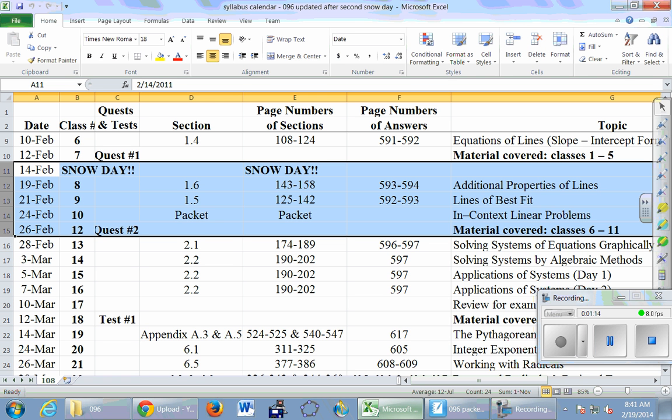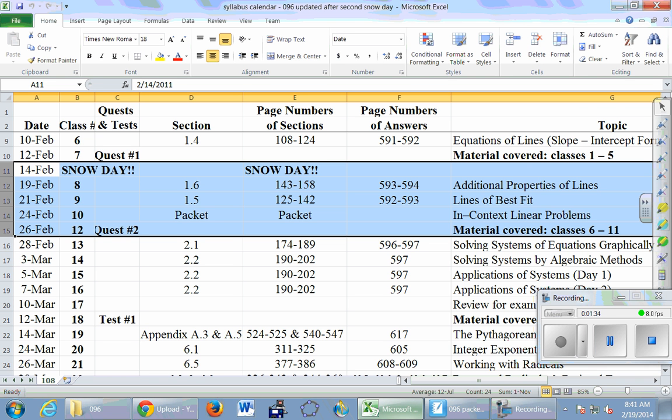everything of classes 6 to 11, but 11 doesn't exist anymore. So it's just on classes 6, 8, 9, and 10. 4 classes worth of material. So our next quest is as scheduled originally on February 26th, and this is what the calendar looks like. Any questions on the calendar?